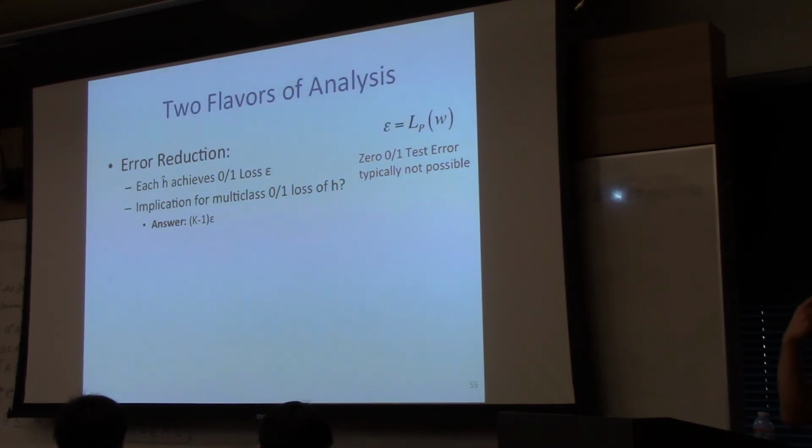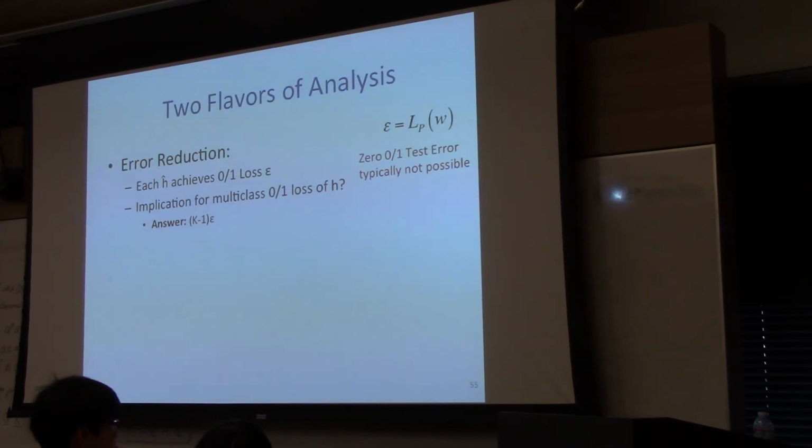So there are basically two flavors of analysis. The first flavor is error reduction. If epsilon is the error of H prime, like 0-1 loss if it's binary, does that have an implication on the multi-class loss of the resulting H? Usually the answer is something like linear in the number of classes, capital K, times epsilon. So if you can prove that you have this error, and you can prove that this error generalizes, you have a generalization bound, then you can also prove that the error of H generalizes as well.